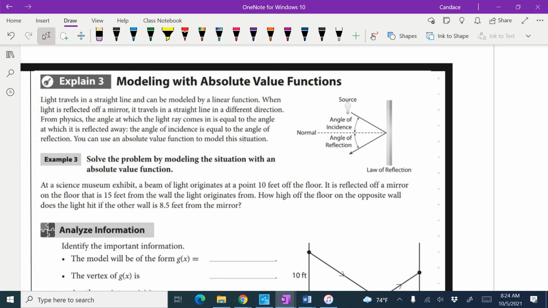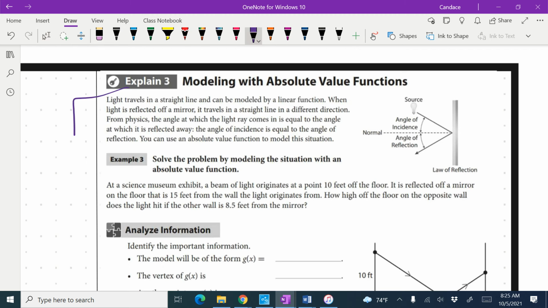Okay, modeling is an important skill, and we want to make sure that we don't just run away from word problems. Just because they've got words in them, we've got to be able to try to read it and analyze it. All right, so let's take a couple of minutes on your own. Go ahead and read this paragraph and read example 3. You don't need to read the analyze the information, just read those 2 sections right there.